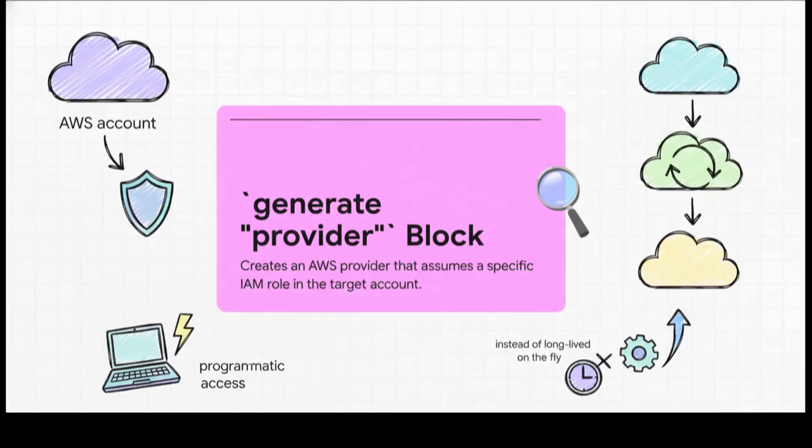All right, next up is the generate provider block. Now, this is a huge one for security. It's how we get into each AWS account without scattering secret keys all over the place.